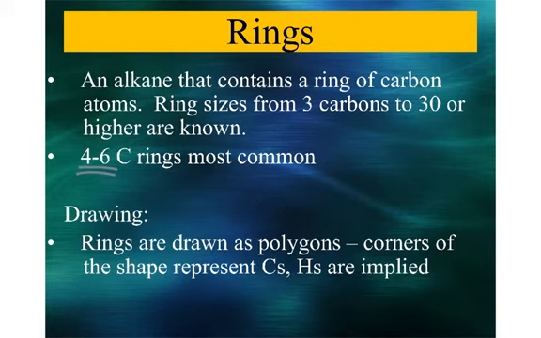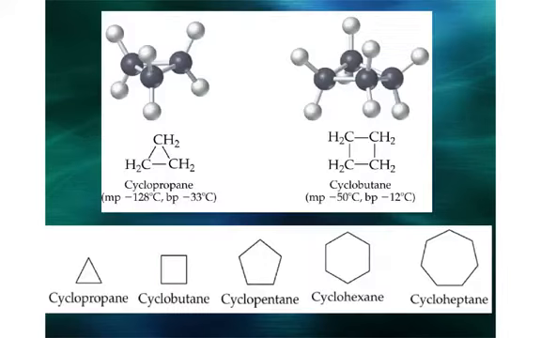So all the corners in a ring are representing carbons, and the H's are implied in the ring. So we don't actually have to show the H's when we do the ring. If we have substituents, we'll show H's on them, but in the ring itself, we'll just show the C's as the corners, and you'll see what I mean in a moment.